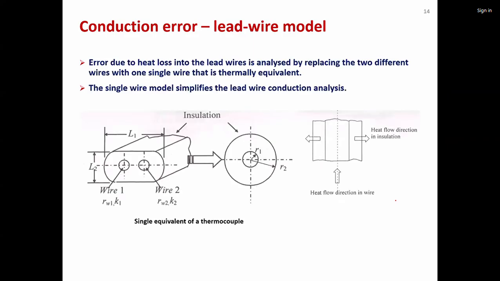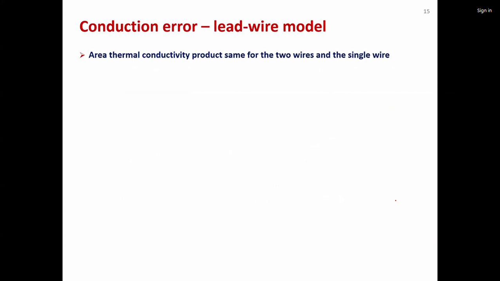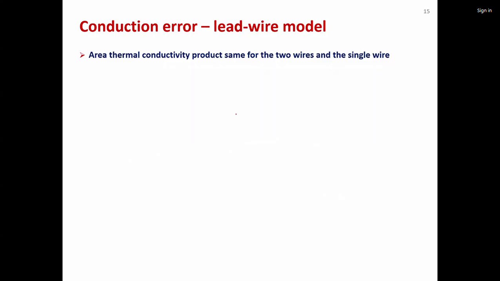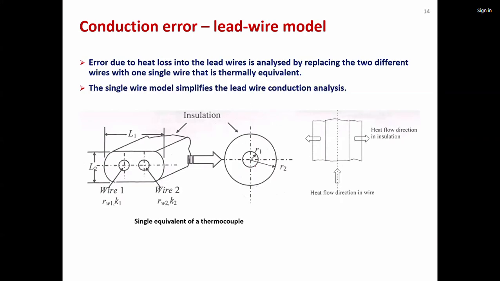So how do you build the equivalent? There are certain things that you want to preserve. That is, when you do a thermal equivalent, the area-thermal conductivity product should be the same for the two wires and the single wire. That means the thermal conductivity times area in the two-wire arrangement should be equal to that of the one-wire arrangement. So the one-wire arrangement is the new wire arrangement. This arrangement here is called one-wire. This is the two-wire.